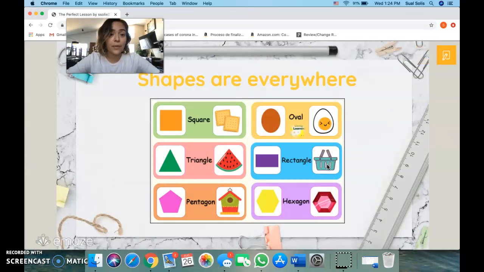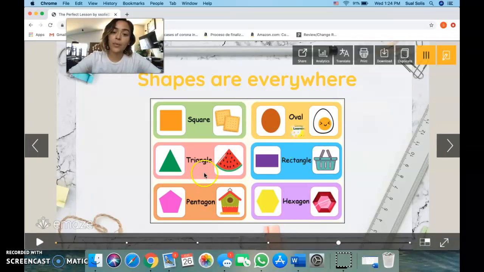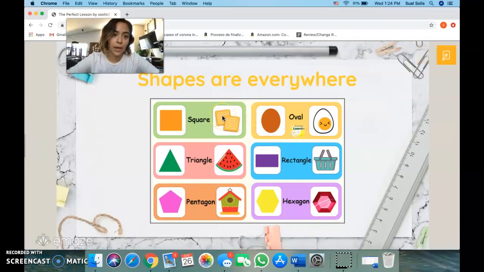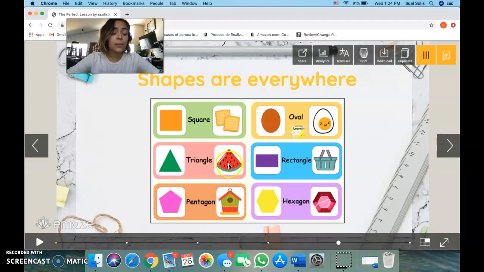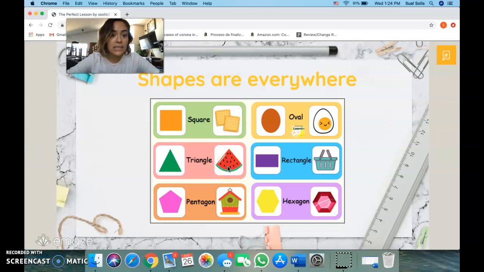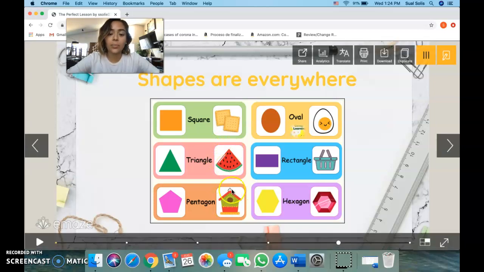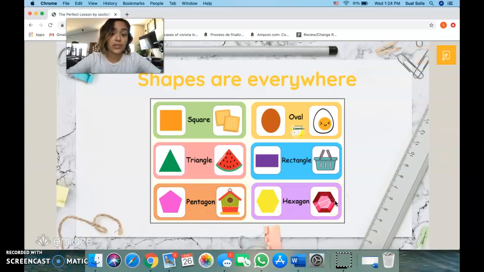There are shapes everywhere. That's what we're going to be working on, making sure we recognize shapes in the surroundings that we have. For example, a cracker is in the shape of a square. A triangle could be a watermelon or a slice of pizza. We have a little birdhouse. It looks like a pentagon. This hexagon over here looks like a jewel.